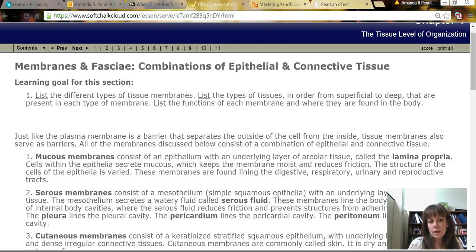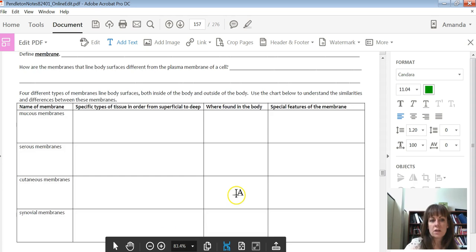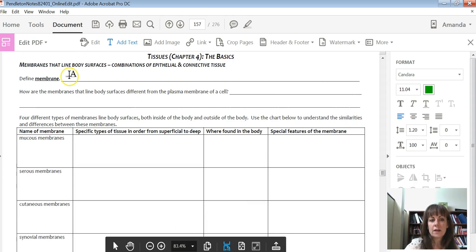Okay, so now what I'd like to talk about are these things called membranes and fascia. And this is where you are going to have a combination of epithelial and connective tissue that work together for a specific function. So again, let's move to the notes packets, and it asks you to define a membrane.